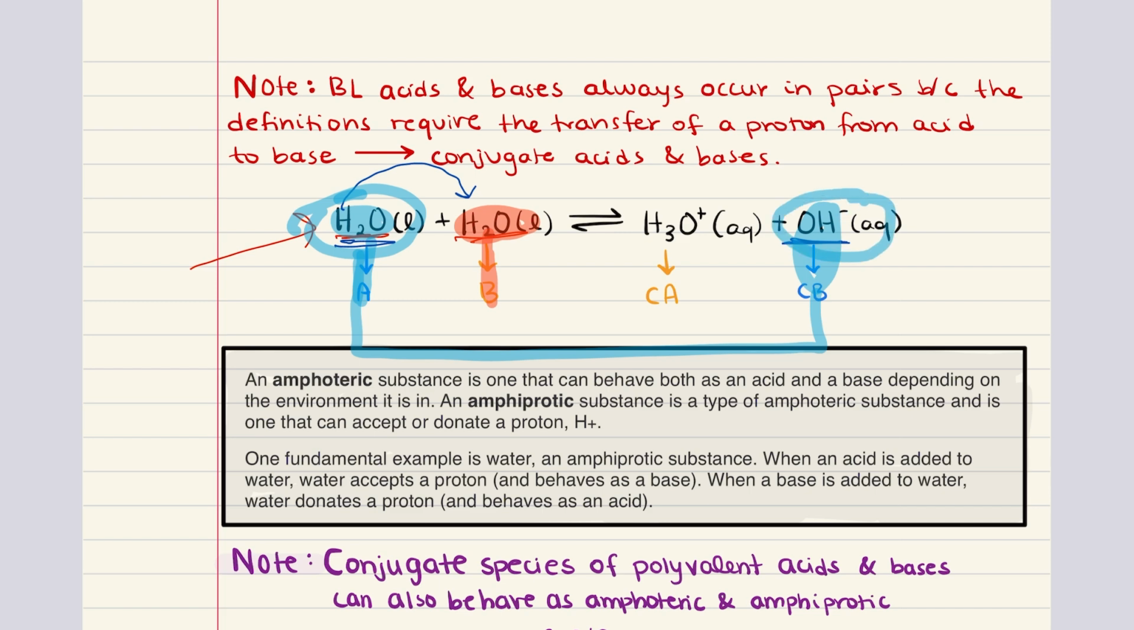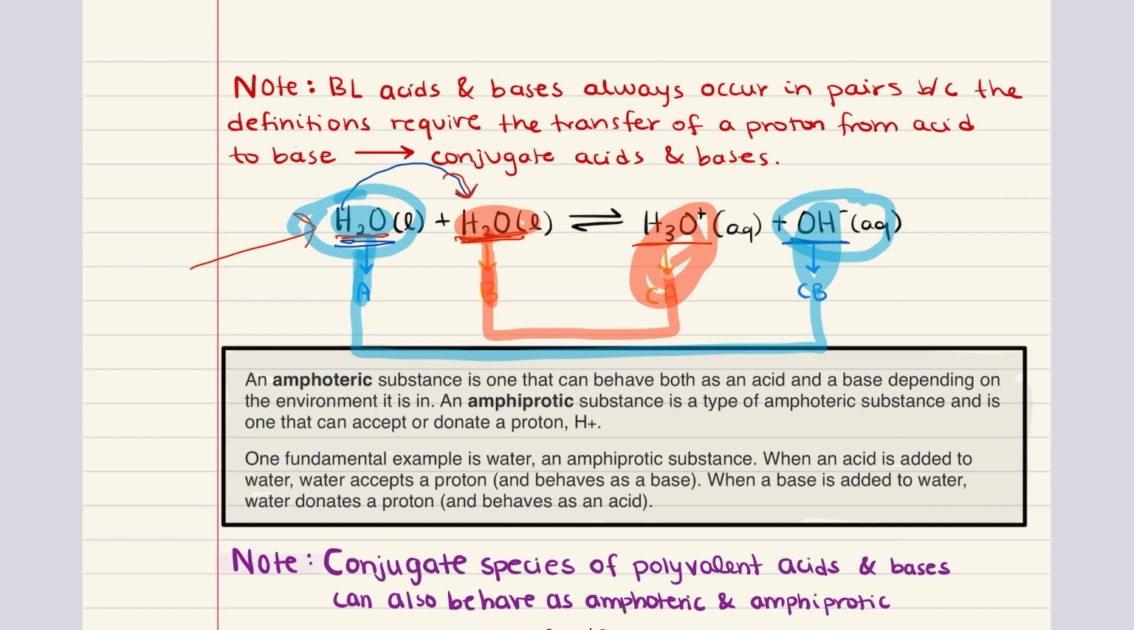What about for the water that acts as a base? So this water receives a hydrogen ion to form H3O+, hydronium ions. So that means that this product is the conjugate acid, and this base and conjugate acid form a conjugate acid-base pair. So again, Bronsted-Lowry acids and bases always occur in pairs because every acid-base reaction involves a proton transfer.